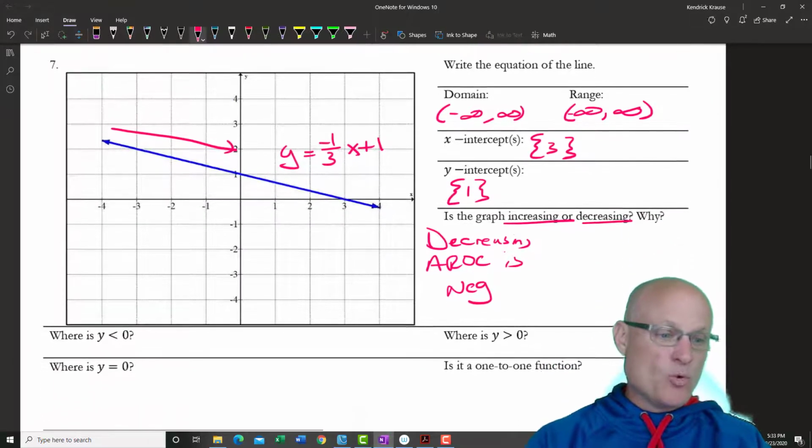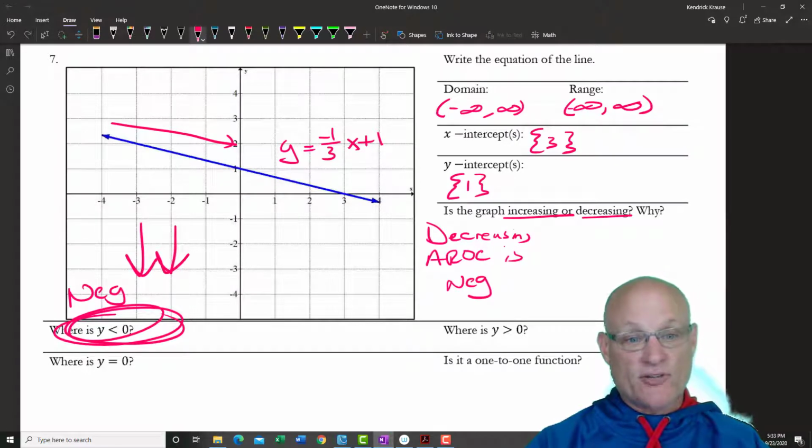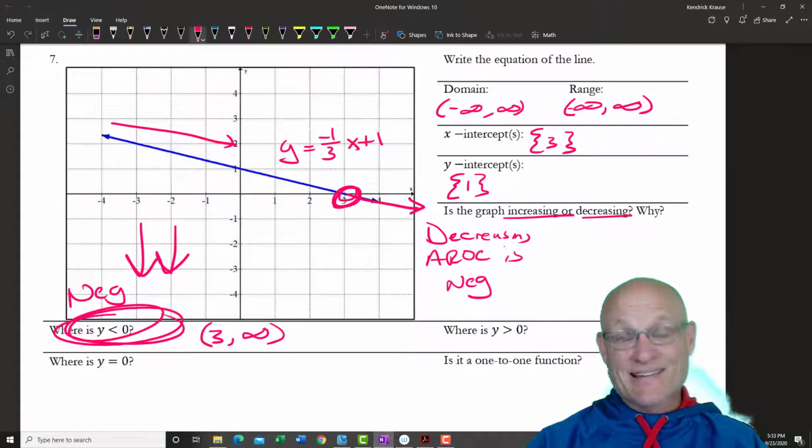All right. Where is it negative? Remember what this means, negative. And negative means below the x-axis. So it starts becoming below the x-axis here and going in that direction. So starting at 3, going off to positive infinity, it's less than 0.